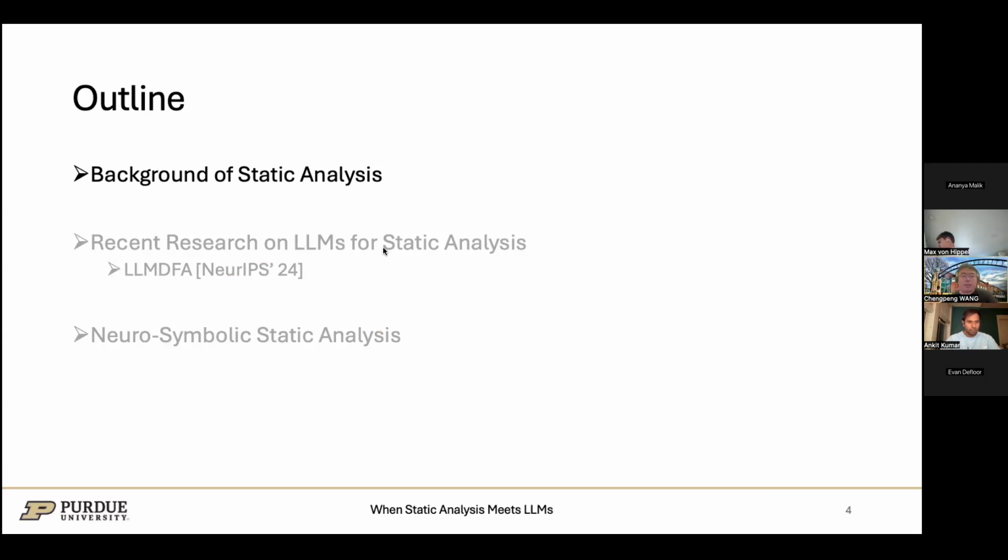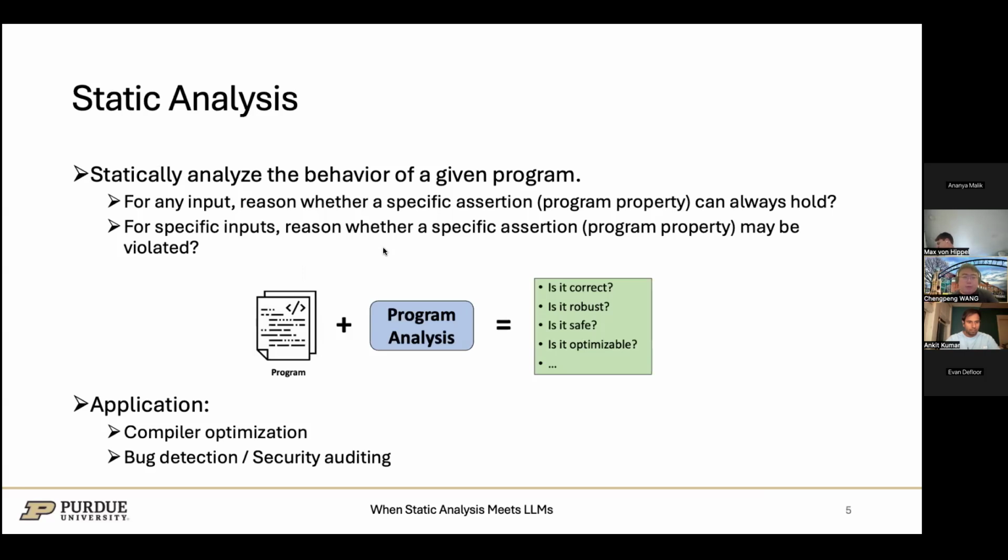Let me first give some background about static analysis. Quite different from program testing, static analysis means we analyze the code statically, right? So in this case, we don't need any kind of input. Such techniques can give very rigorous guarantees from the perspective of mathematics. For example, whether there exist any inputs such that some assertion is violated at a specific program location. Or we can try to prove such a statement: for any input, whether a given assertion in the program always holds. These are very essential problems in static analysis.